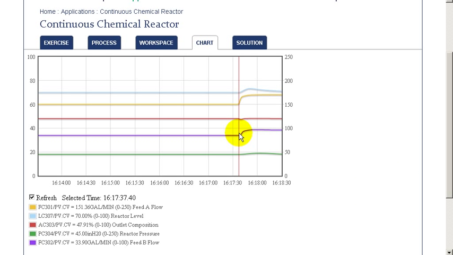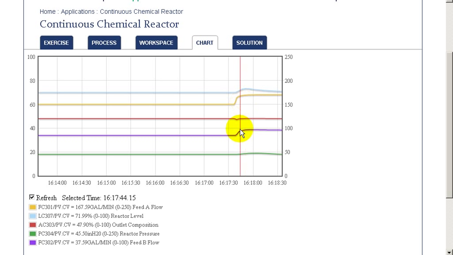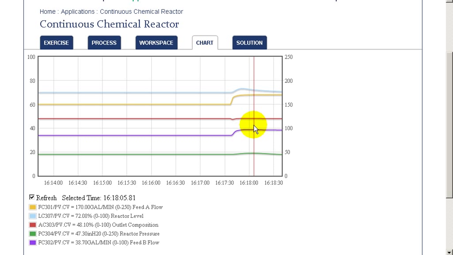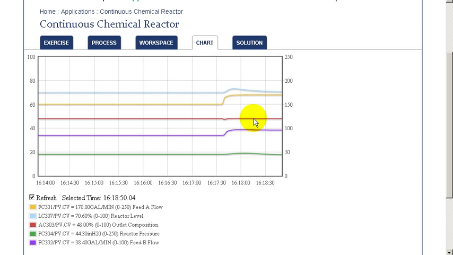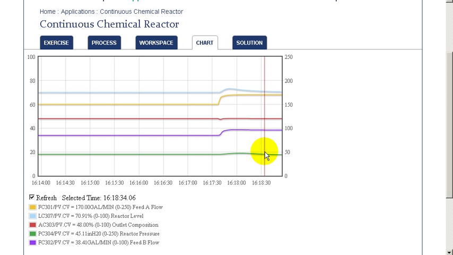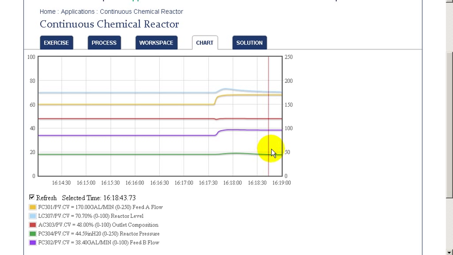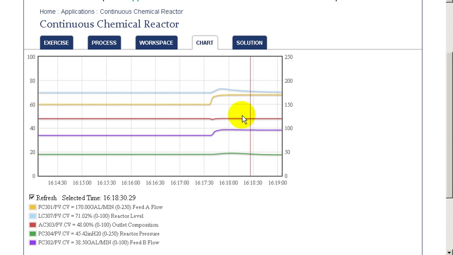So since the proportion of A and B flows is maintained through a ratio control, you notice we have almost no change in our composition, and so we're able to maintain very tight composition control in spite of the fact that the throughput of the unit has changed significantly under this condition. As a consequence, then, we have a stable composition through the use of the ratio control. The temperature control is also fairly effective, as we can see here.